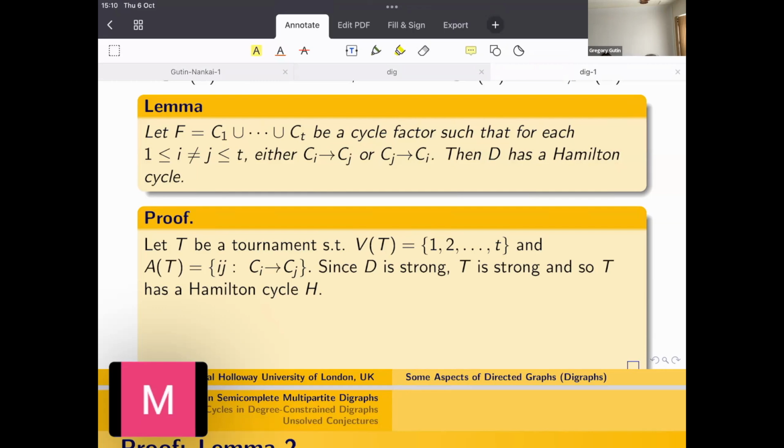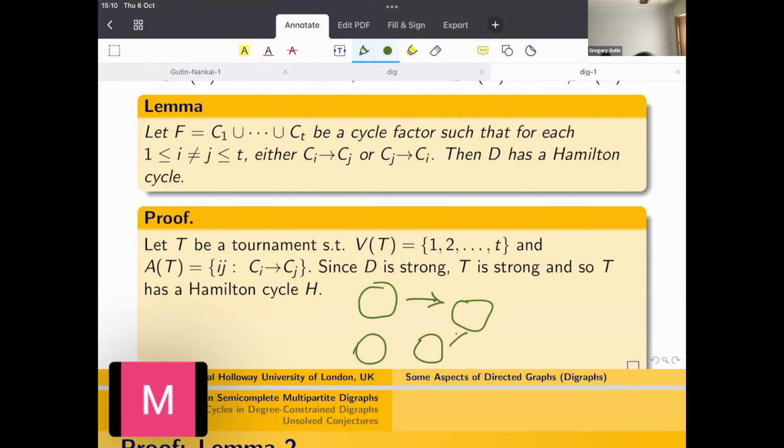Let me show you again to draw it, because that's the easiest way to quickly show you what's going on. So you see we have this Hamilton cycle here in T. So what we need to do is start at some vertex in one of the cycles, pick up all vertices because it's in this cycle, then go to the next cycle, pick up all vertices, go to the next, and so on.